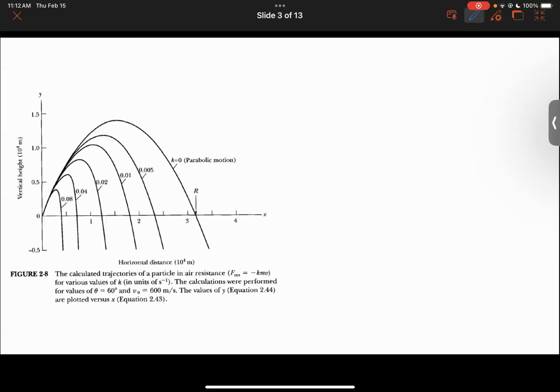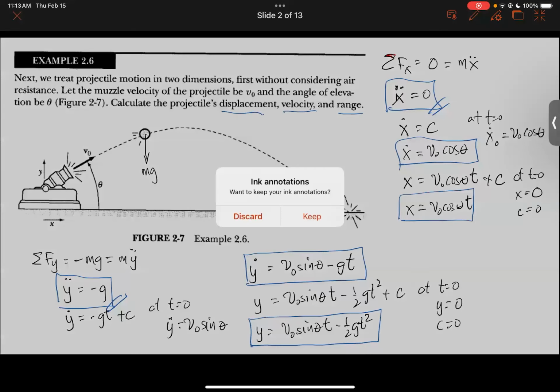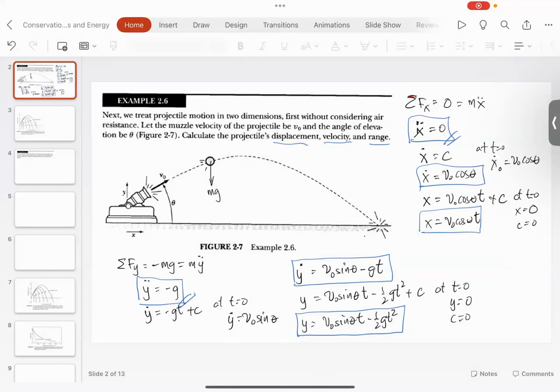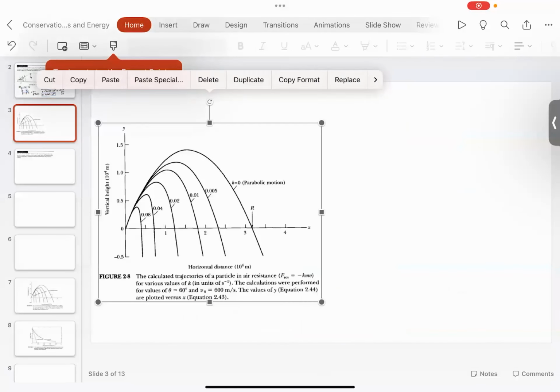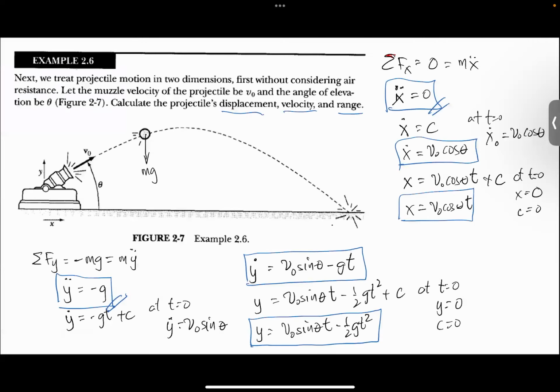Oh, sorry. Kailangan pa pala nating i-compute yung range, no? Kasi na-compute na natin yung displacement, yung velocity, at ngayon, ang kukompute natin ay yung range. So, what I'm going to do is tanggalin ko lang tong figure na to. Delete. So, now I have a blank page, and we can compute for the range. Okay. Well, technically, ang pinapahanap dito is displacement, velocity, and range.